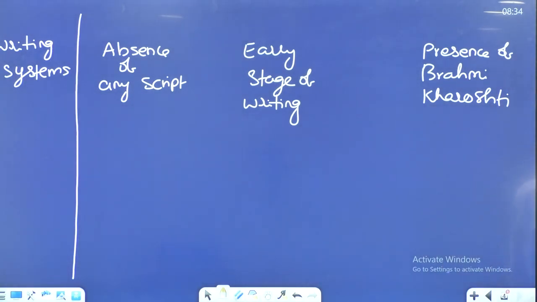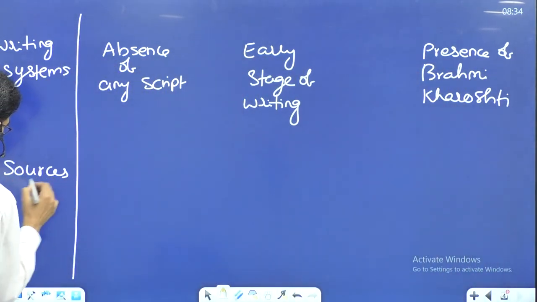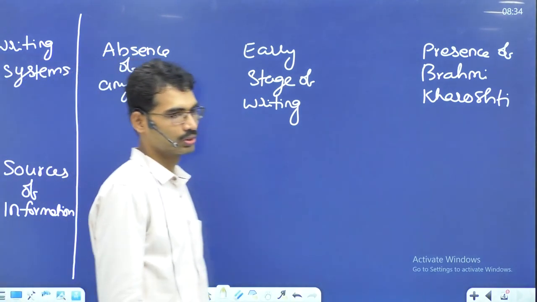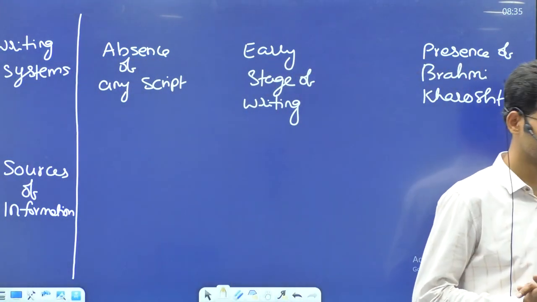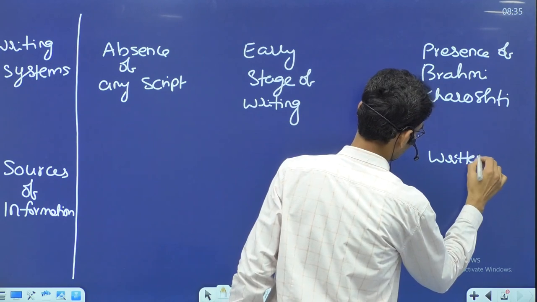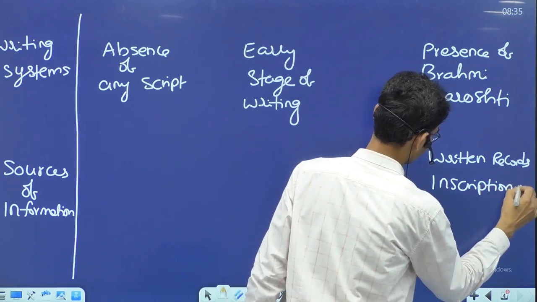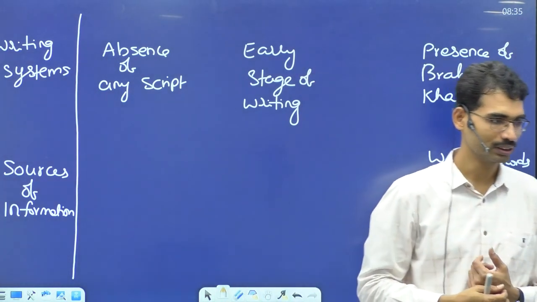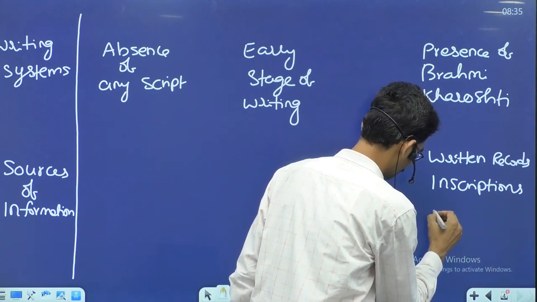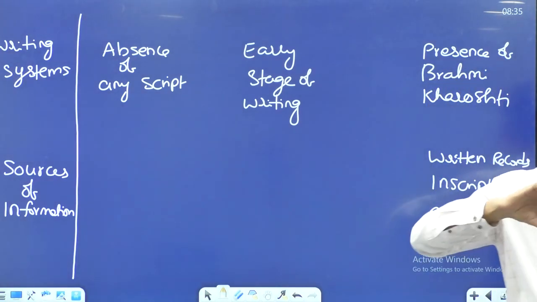Next. Sources of information. You write: written records, inscriptions, epigraphs, coins, numismatics, the writings on the numismatics.